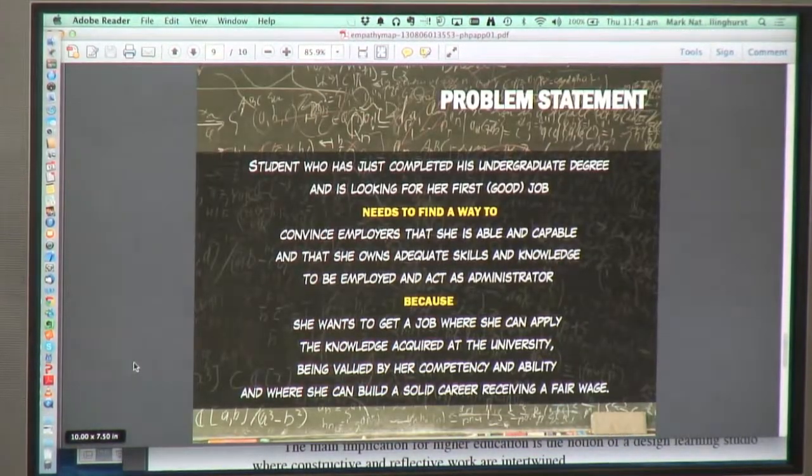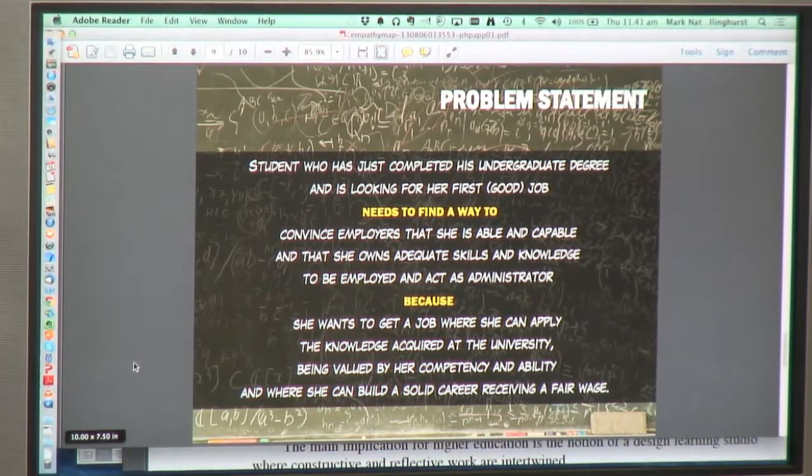And so here's the final problem statement. The student who's just completed his undergraduate degree is looking for her first good job, needs a way to convince employees that she's able and capable and that she owns adequate skills and knowledge to be employed and act as an administrator. So that's the need right there. And the insight is that she wants to get a job where she can apply the knowledge acquired at university, being valued by her competency and ability, and where she can build a good solid career receiving a fair wage.